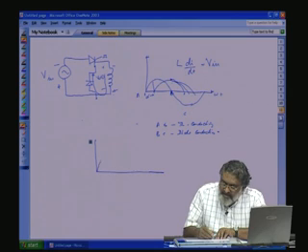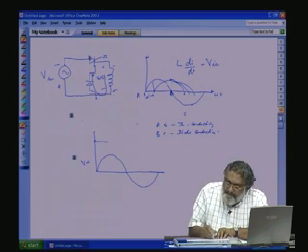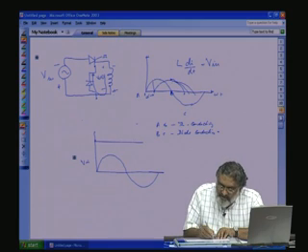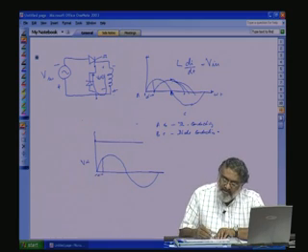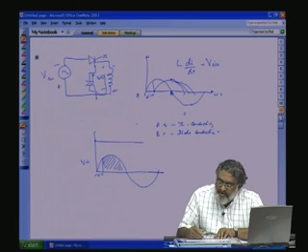If this is the input voltage V in, our V0 will be, if this is the firing angle alpha, our V0 or the voltage ripple across the inductance will be this one. Again it will repeat the next positive half cycle.